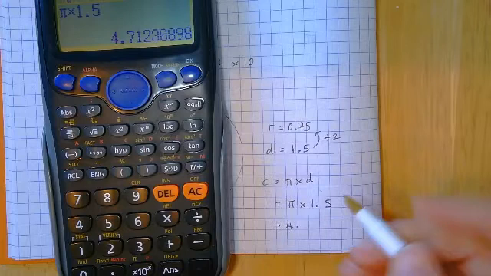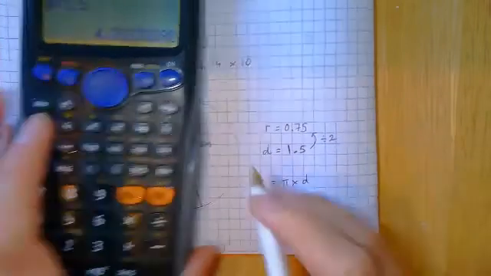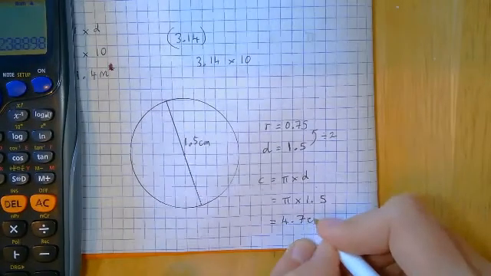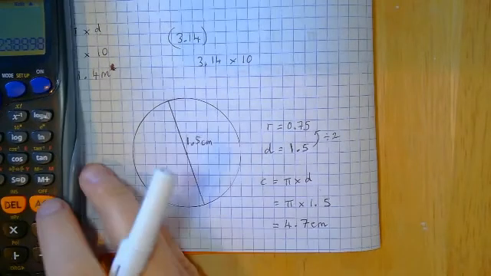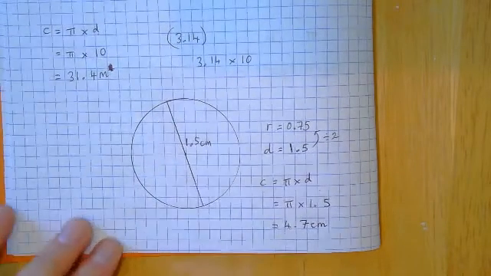And let's give all our answers to one decimal place. So look at the 7. His neighbour is a 1, so I don't need to round up the 7. And what unit am I in? Centimetres. And it's like perimeter, so it's just the length.